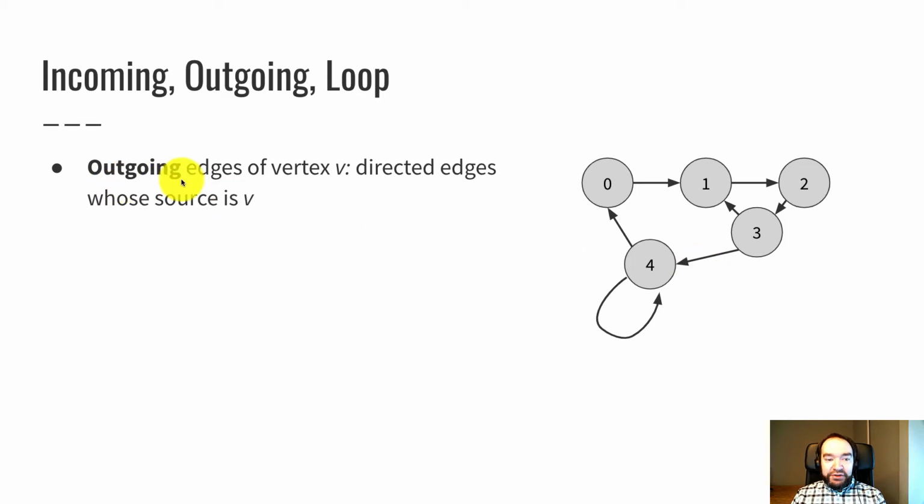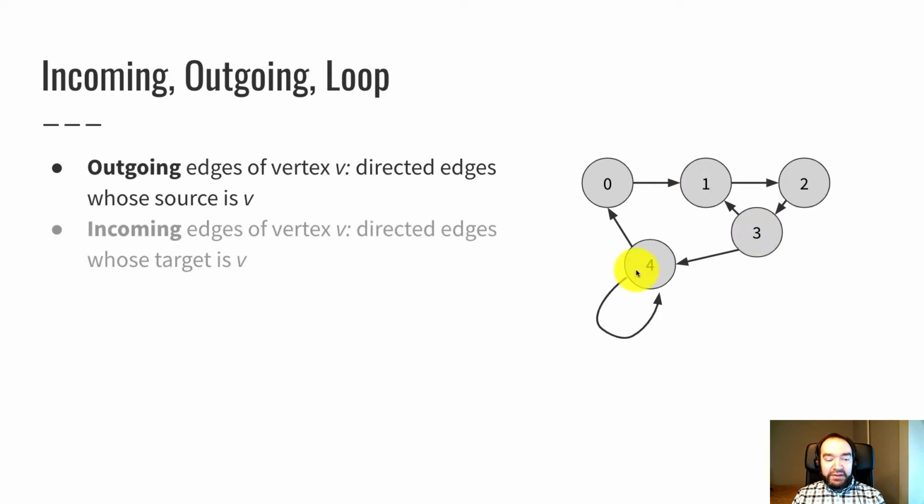Okay, so we've got some more terminology dealing with how vertices relate to directed edges. The outgoing edges of vertex V are the directed edges whose source is V, basically the edges that start at V and go outward. For example, 3's outgoing edges are the edge to vertex 1 and the edge to vertex 4. The incoming edges are the other way. The incoming edges of vertex V are the directed edges whose target is V. So the incoming edges of vertex 1, there's two of them.